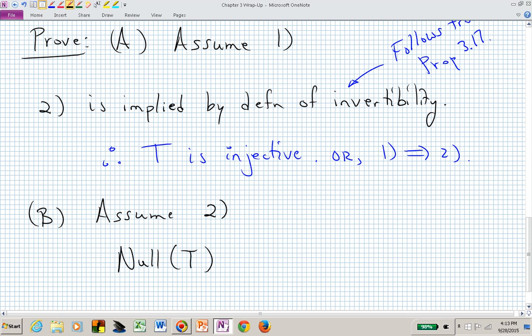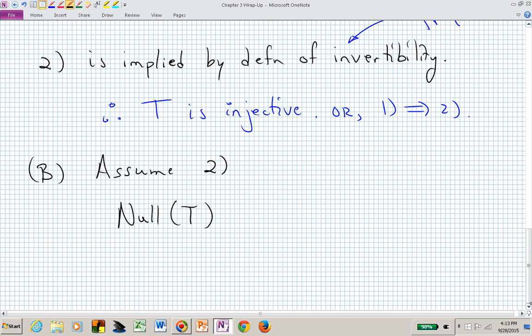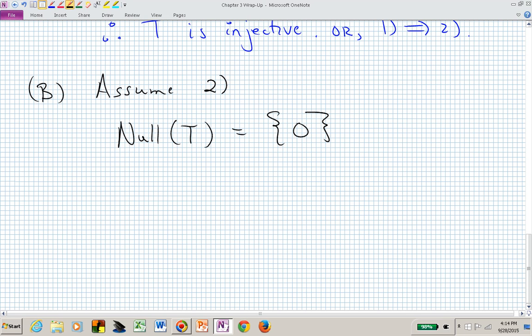If we have an injective map, we know something very specific about the null space of T. It's trivial, or it only contains the 0 vector. That's all there is to the null space of that map. Now what I would suggest is thinking about one of your theorems, or a previous proof or theorem.